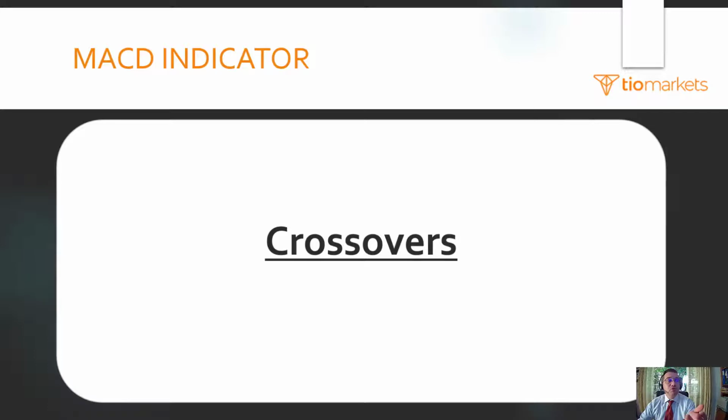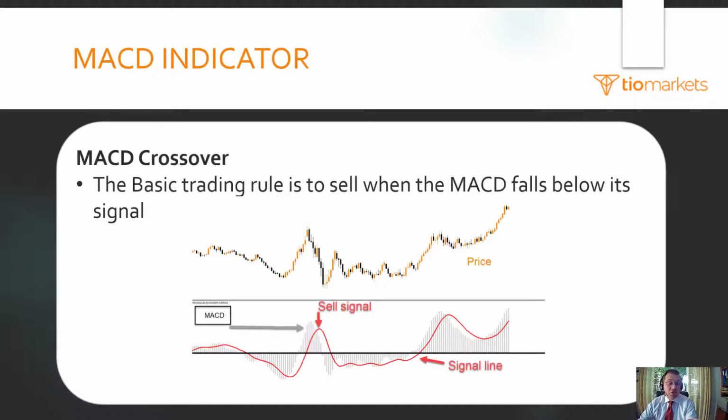So let's get a little bit more detail into the crossover. In the next few slides, we're going to speak about crossovers, overbought and oversold conditions, and also divergences, and how they can generate buy and sell opportunities for the chartist using the MACD indicator. For the MACD crossover, the basic trading rule is to sell when the MACD falls below its signal line.